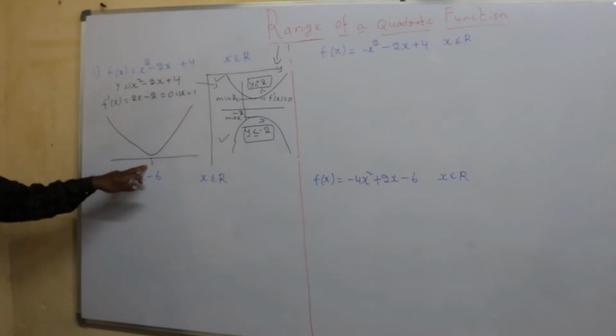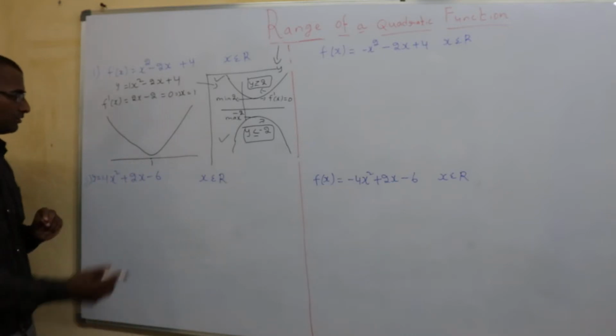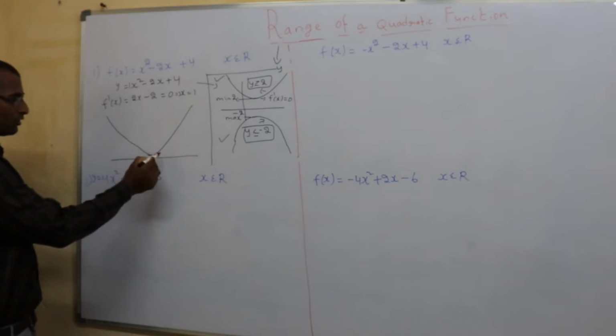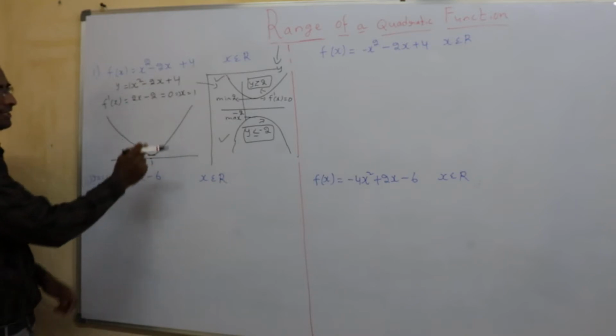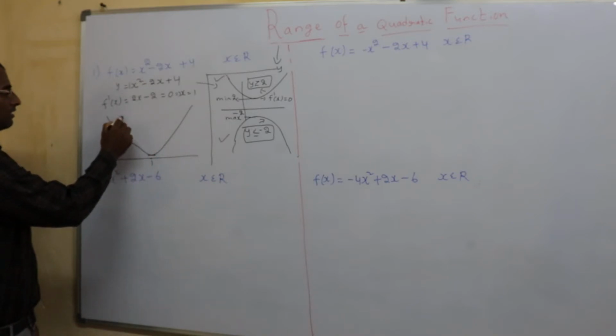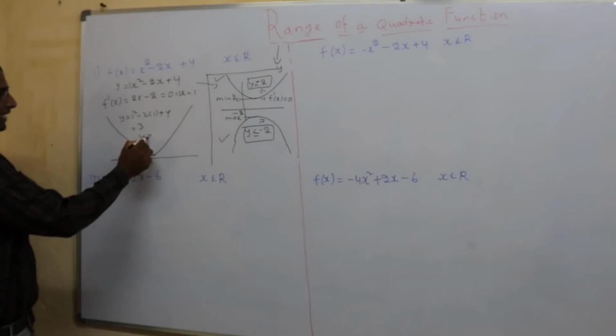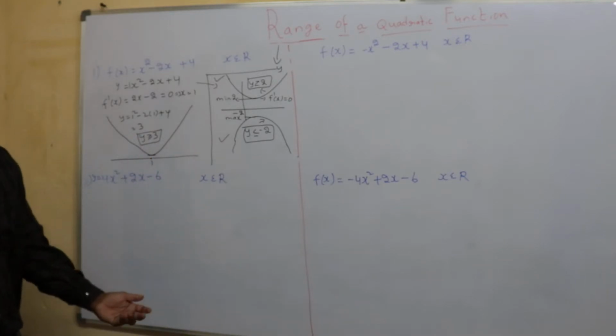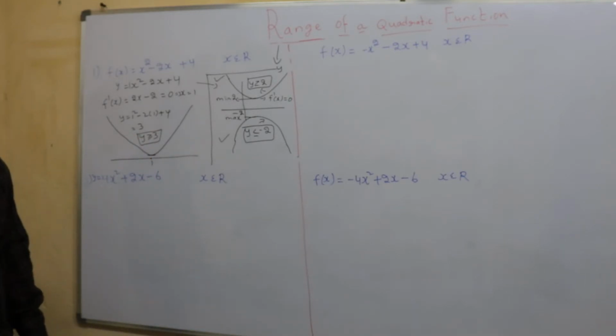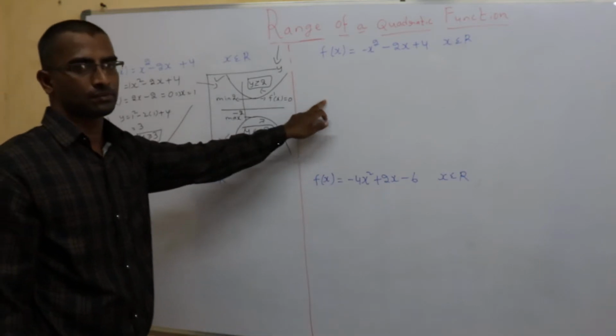Now at 1, what will be the minimum value? To decide that, I need to place it here. Place x equal to 1: y equals 1 square minus 2 into 1 plus 4. So that will be 3. So y is greater than or equal to 3 is the range. Clear? Now next one.